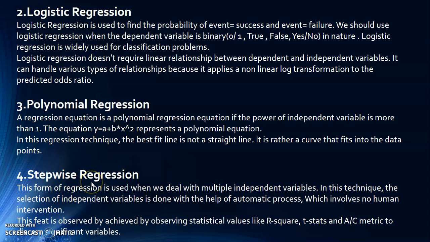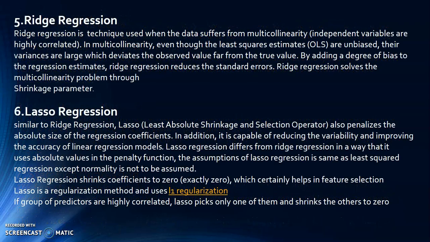Next, stepwise regression. This form of regression is used when we deal with multiple independent variables. In this technique, the selection of independent variables is done with the help of an automatic process which involves no human intervention. This fit is achieved by observing statistical values like R square, t-stats, and AIC metric to discern significant variables.